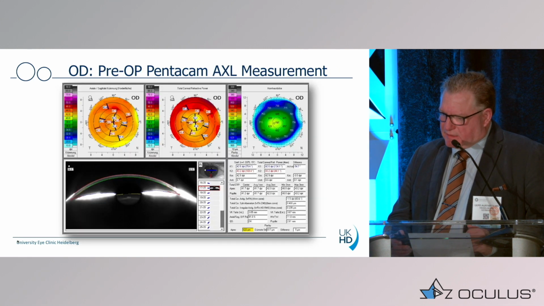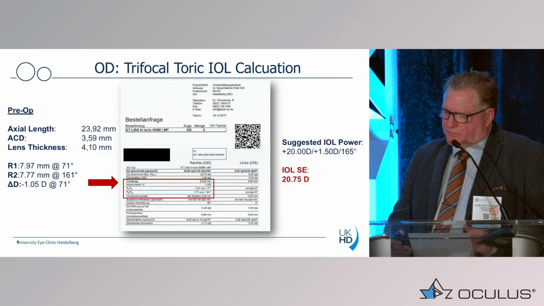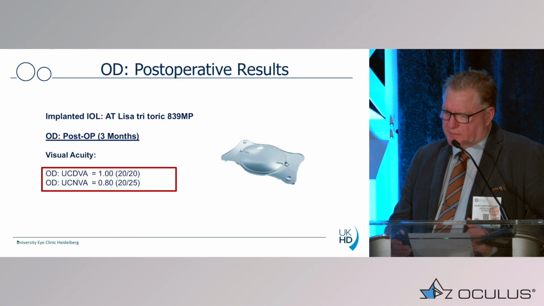There's a slightly less astigmatism here in the Pentacam. However, we went with the IOL Master data. We ended up here with the calculation of a suggested IOL power of 20 diopter and 1.5 diopter toric correction. The spherical equivalent in this case would have been 20.75, as you can see here.